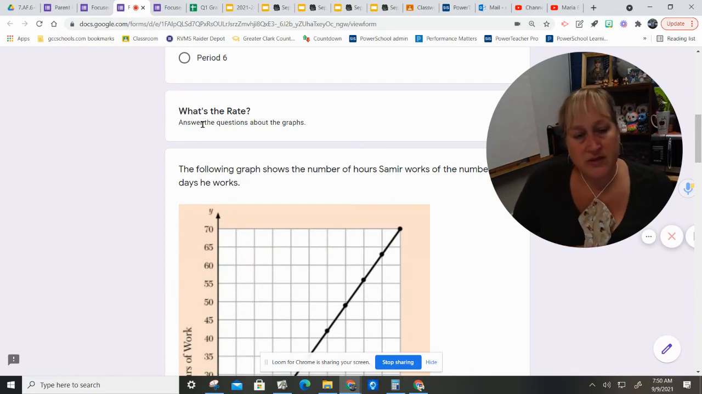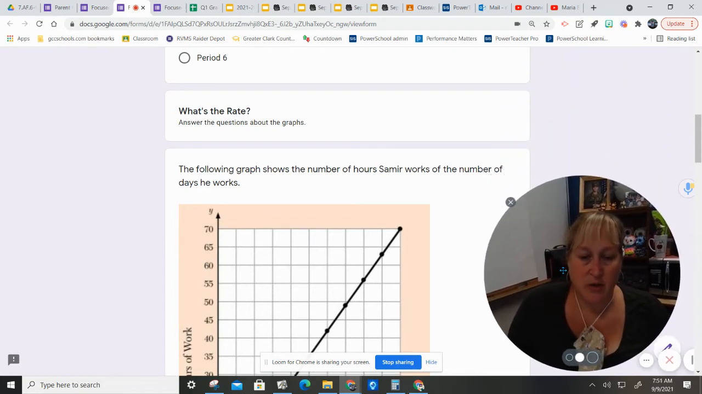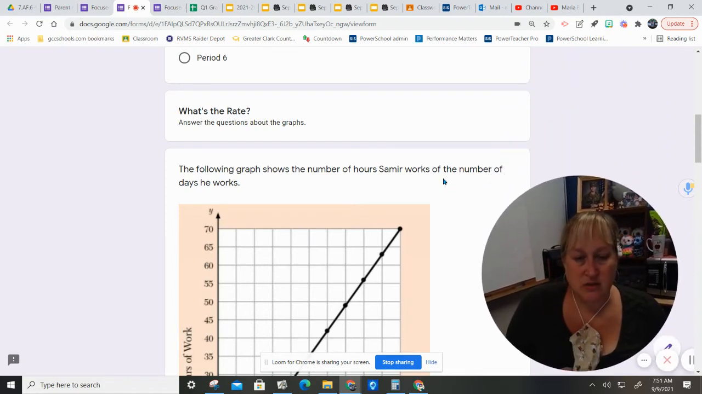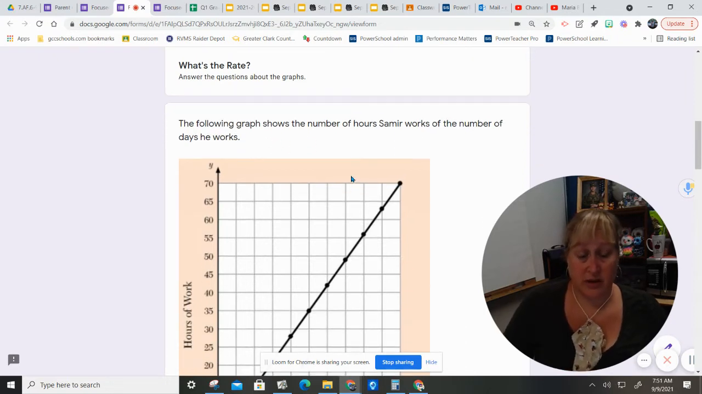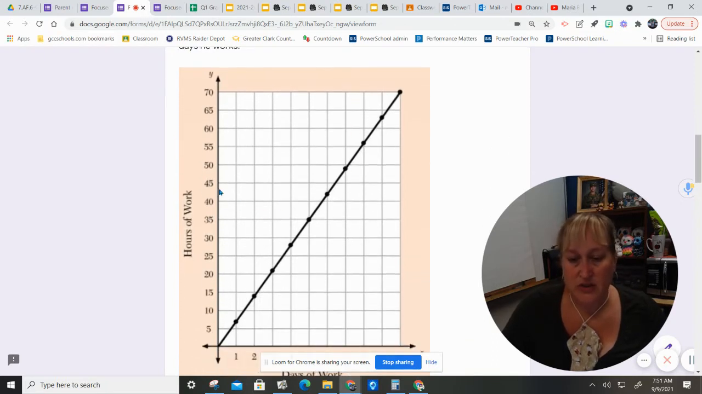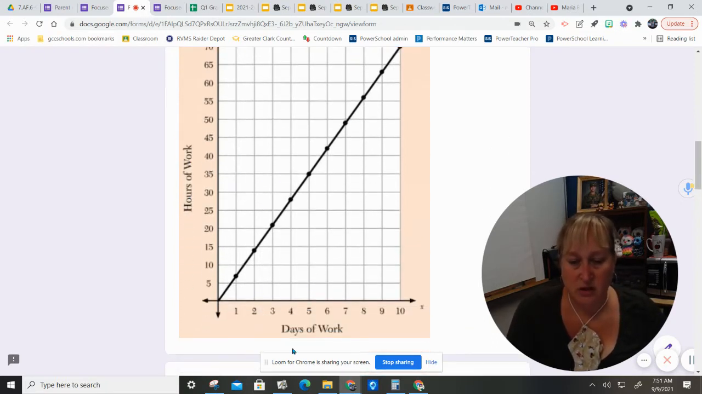So, what's the rate? Answer these questions about the graph. The following graph shows the number of hours that Samir works of the numbers of days he works. Okay, so that's not phrased correctly, but it is what it is. So it shows the number of hours that he works along with the days that he works. So for every 1 day he works, I'm going to assume somewhere around there.